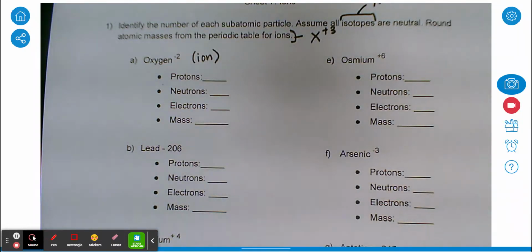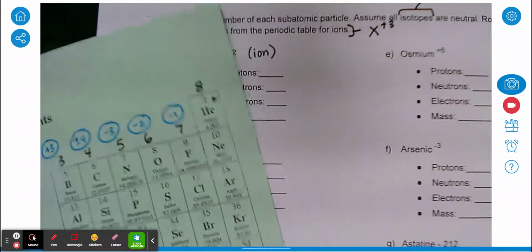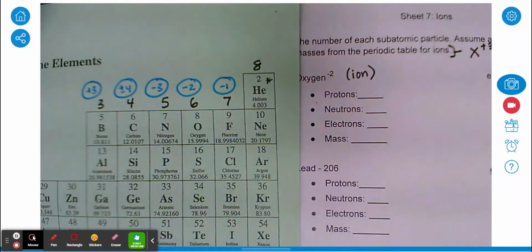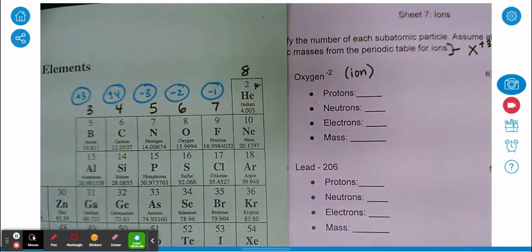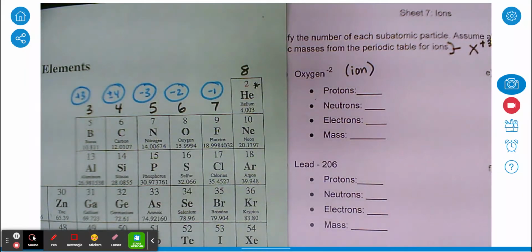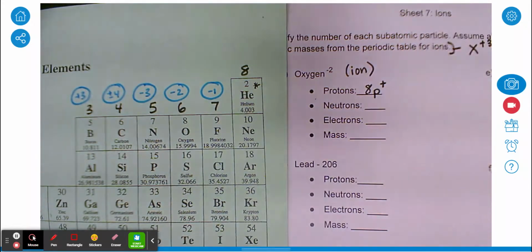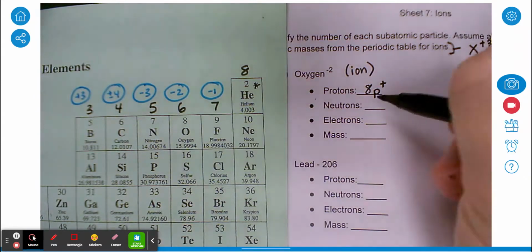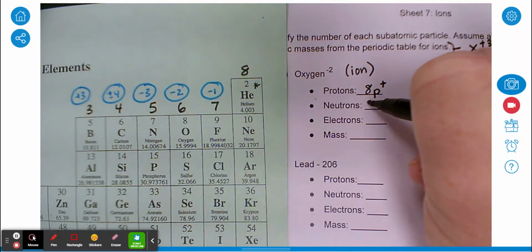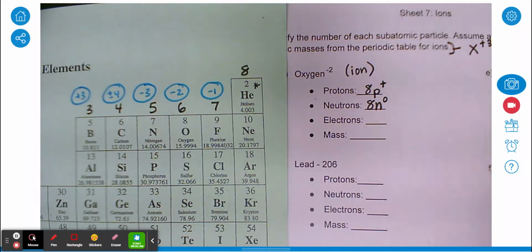First step, find oxygen on the periodic table. I think I can fit both in here. Okay. Oxygen is element 8, which means it has 8 protons. It has an atomic mass of 15.99. This is an ion question, so I'm just going to take that atomic mass and round it to 16, which means I have 8 neutrons.